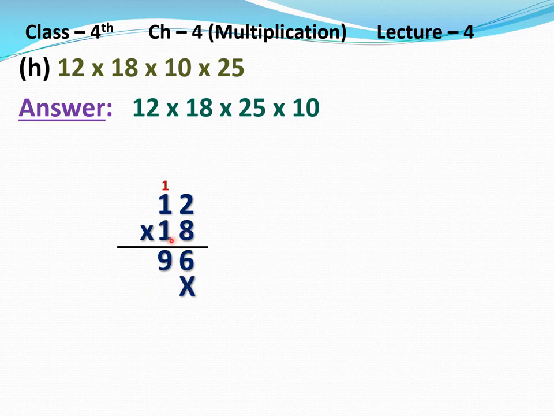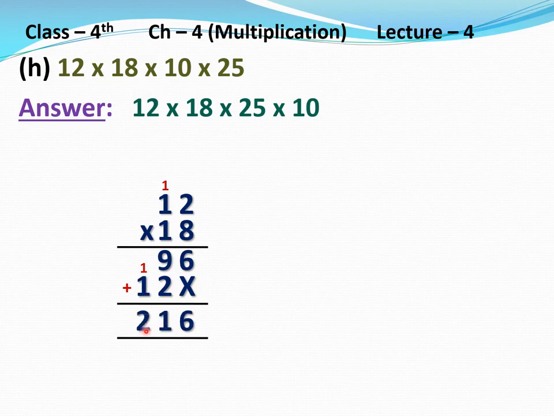Okay. Now multiply 12 by 1. See, 1 2 is 2. Write 2 here. 1 1 is 1. Write 1 here. Now we will do addition. Write 6 here. 9 plus 2, 11. Write 1 here and 1 carry. 1 plus 1, 2. Write 2 here. Okay. Now multiply 216 by 25.